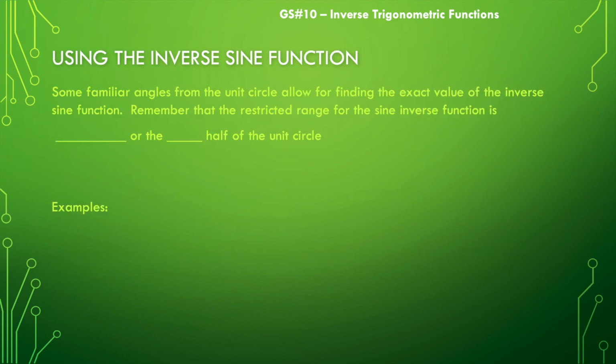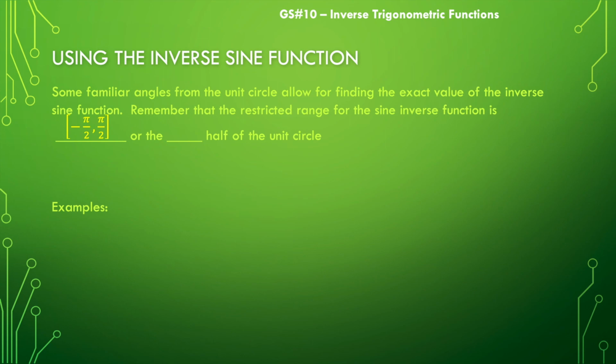All right, so let's go ahead and use the inverse sine function. And I tried to make this so that you could understand the thought process as we are coming up with some evaluations. So there's really a couple of different things that we're going to do with the inverse sine function. And one is we're going to use some familiar angles from our unit circle to find the exact value of the inverse sine function. Okay, so remember, this is important, that the restricted range for the sine function is negative pi over 2 to pi over 2.